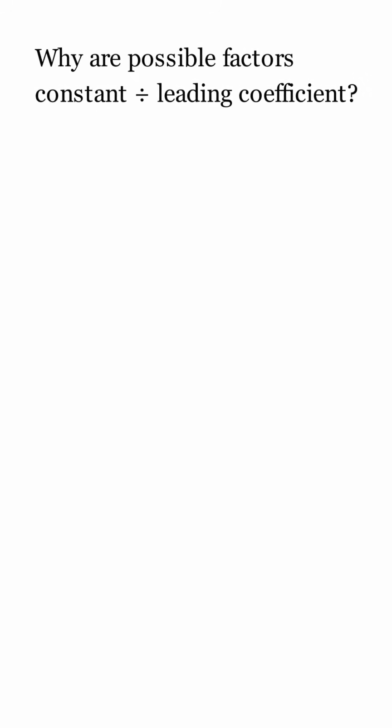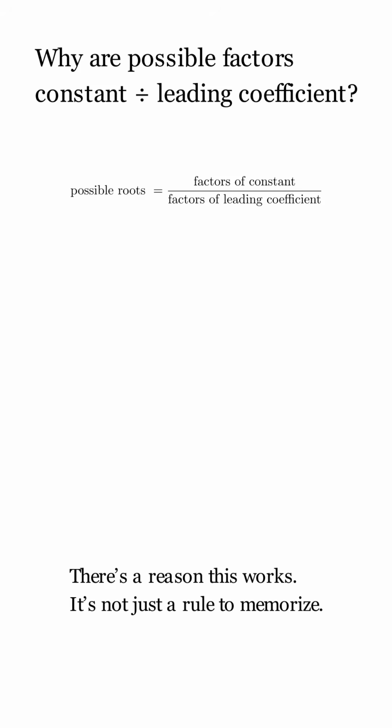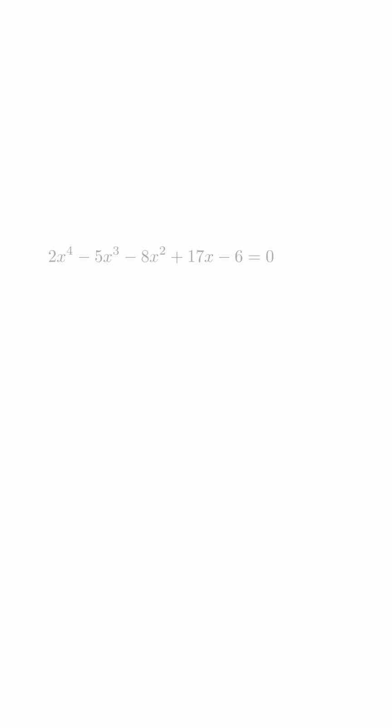What if I told you that there's a really good reason why the factors of a polynomial are usually the factors of the last term over the factors of the coefficient of the first term? And here's the reason why. Let's take an example: 2x^4 - 5x^3 - 8x^2 + 17x - 6.